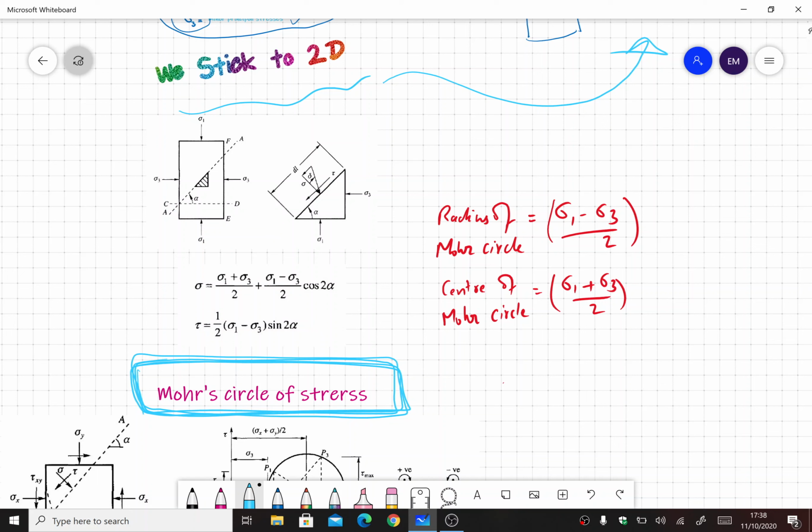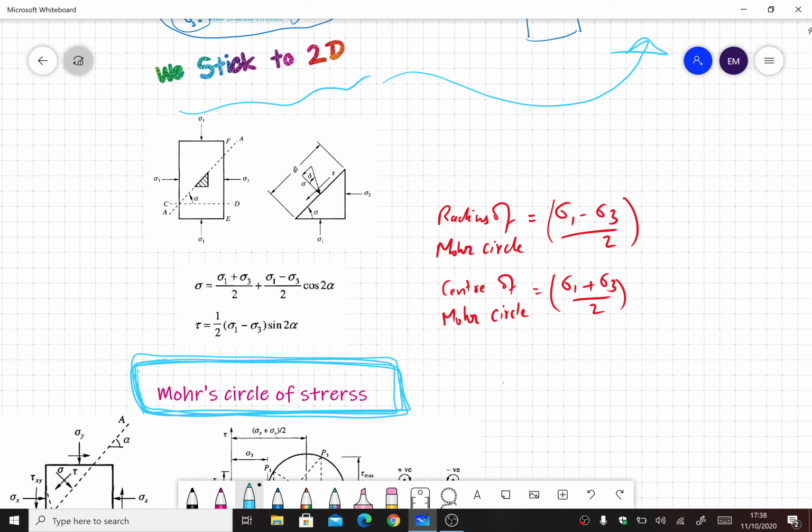The center of the circle can be located by this definition here. It says the center of this Mohr circle is sigma 1 plus sigma 3 by 2, and the radius of the Mohr circle is sigma 1 minus sigma 3 by 2. So let's do that. Let's point out sigma 1. Sorry, because sigma 3 is minor, it comes before. This is 0 and this is sigma 1. So the center would be somewhere here, which is sigma 1 plus sigma 3 by 2.